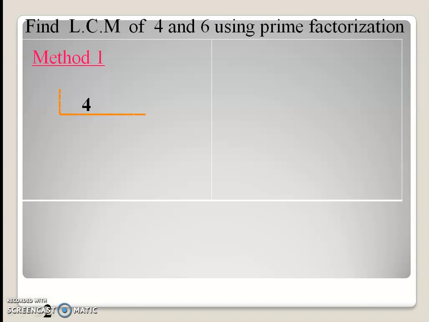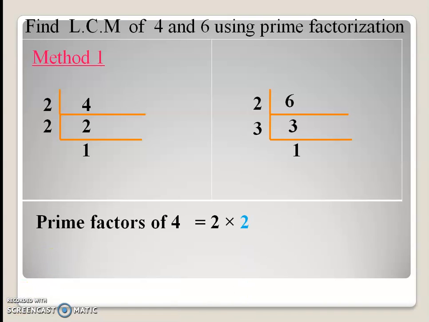So let's start factorizing. 2 2s are 4. And remember, we factorize until we get 1. 2 1s are 2. Now we stop here. Now let's move on to 6. 6 is an even number, so we start factorizing with 2. 2 3s are 6. Now 3 is not divisible by 2. 3 itself is a prime number, so we divide it by 3. 3 1s are 3. Now let's list out the factors. Prime factors of 4 is equal to 2 times 2, and prime factors of 6 is equal to 2 times 3.